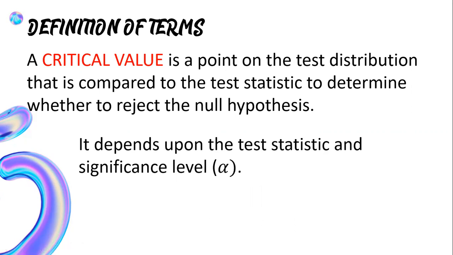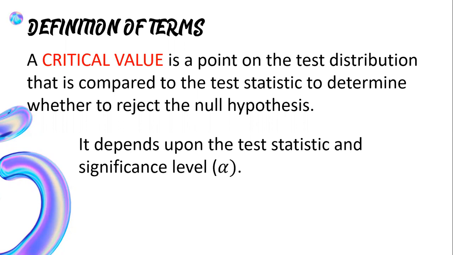So if the population standard deviation is given, we have to use the z-test, and that's the test statistic. And if the population standard deviation or variance is not given, then we need to use the t-test. And the significance level depends on the researcher.